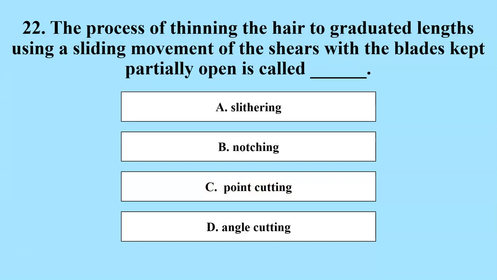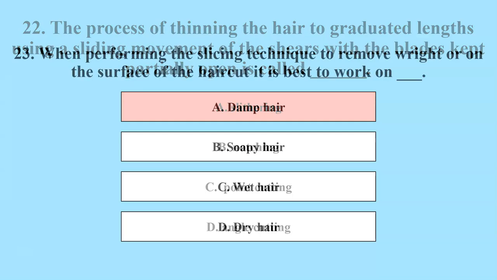The process of thinning the hair to graduated lengths using a sliding movement of the shears with the blades kept partially open is called slithering, notching, point cutting, angle cutting. If you chose A, slithering, you are correct.